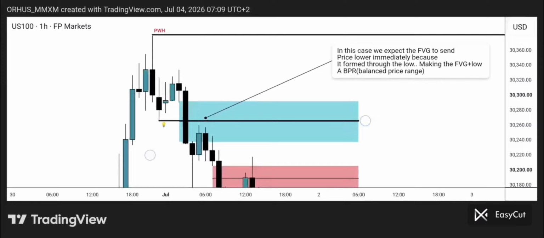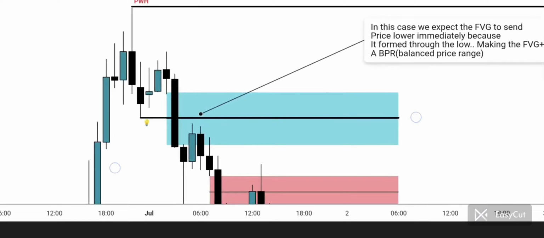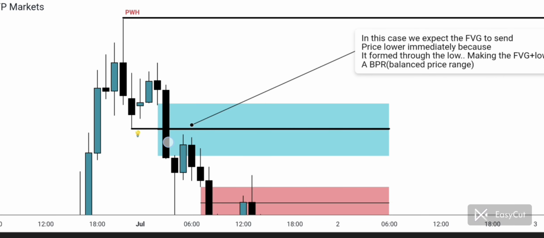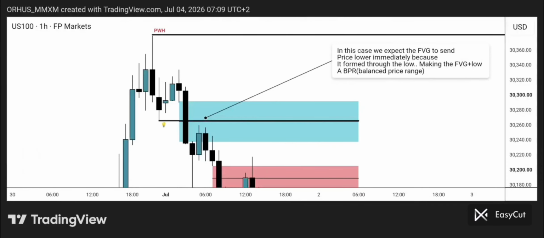In this case, we expect the fair value gap to send price lower immediately because it formed through the low, making the FVG plus low a BPR, balanced price range. So this whole fair value gap plus this low extended to the right is a balanced price range.